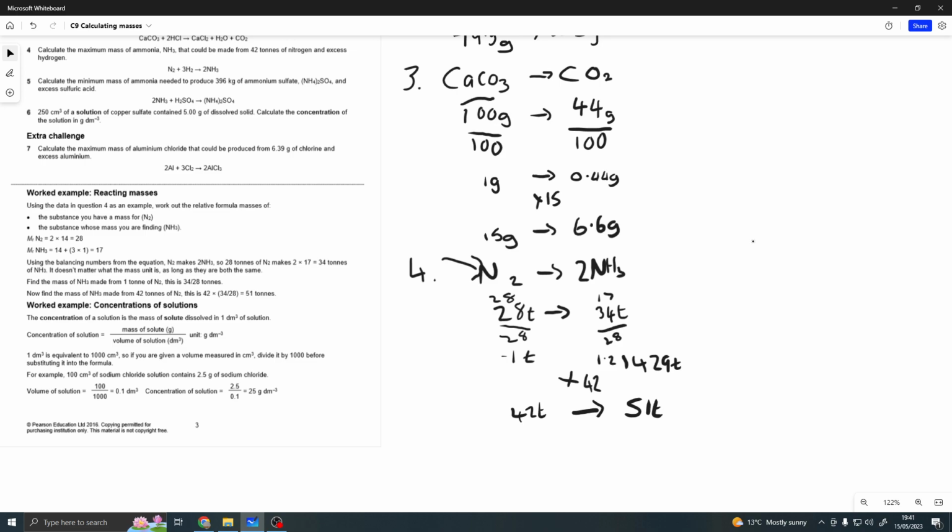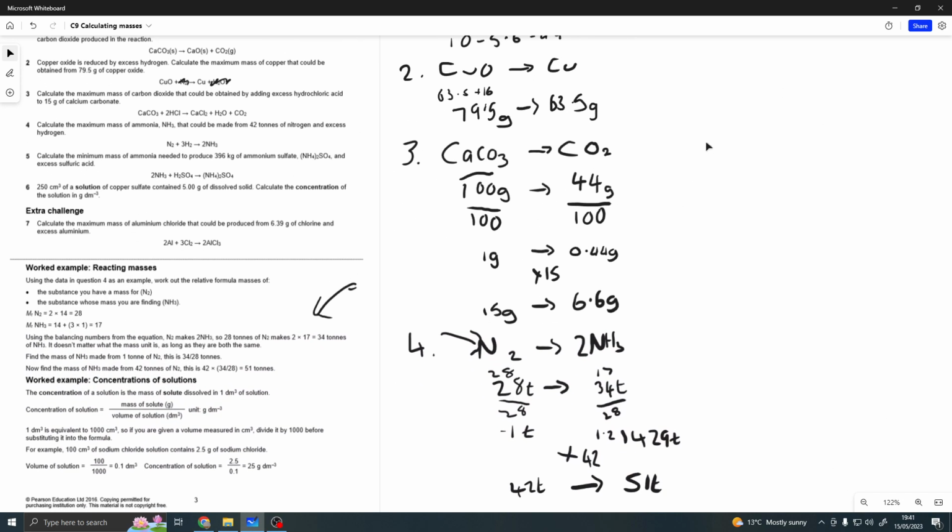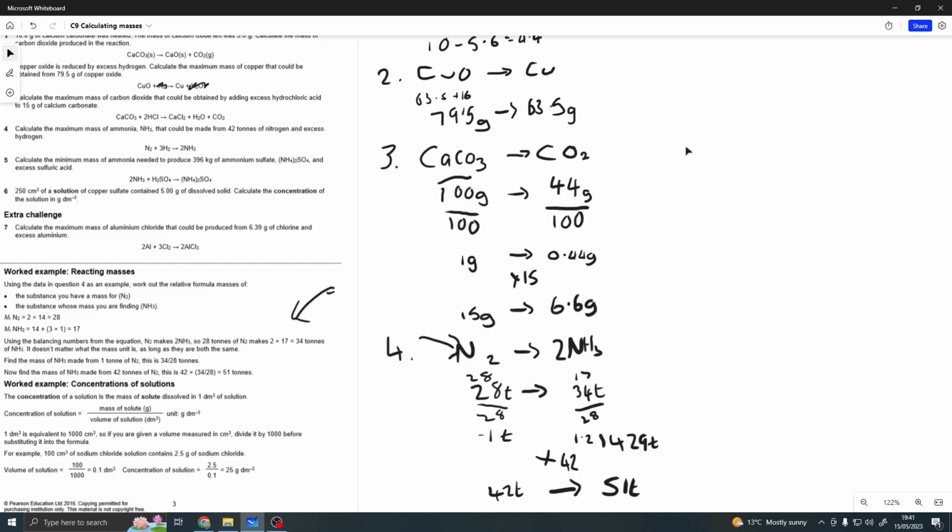Please note, this example is actually explained over here as well, so that's nice. Now, let's get cracking then on number 5. So number 5 tells us, okay, calculate the maximum mass of ammonia needed to produce 396 kilograms of ammonium sulfate. So what that means is, this is question 5, isn't it?